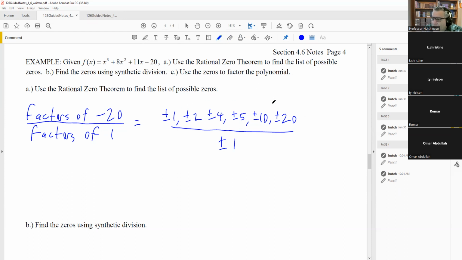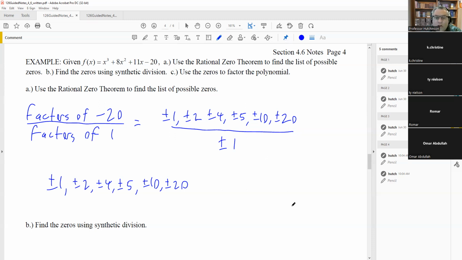Now we want to take all the numbers on top and divide them by the 1 on the bottom. If we do that, we're just going to get the same list that we have on top. So the answer for part A is plus or minus 1, plus or minus 2, 4, 5, 10, and 20, and that's it. That's going to be all the possible places where the graph crosses the x-axis.